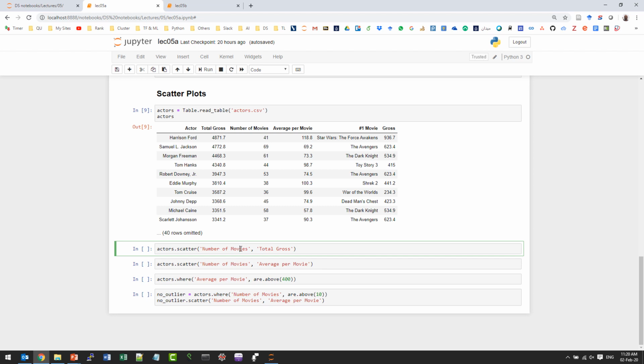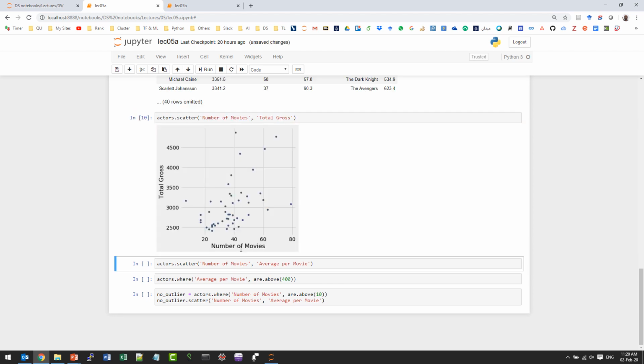Now, if I want to see the relationship between the number of movies and the total income, okay, so we will use the scatter plot to get a plot like this. So this is I think the plot that we saw in the previous slide. Here on the x-axis we have the number of movies, and on the y-axis we have the total income or total gross.